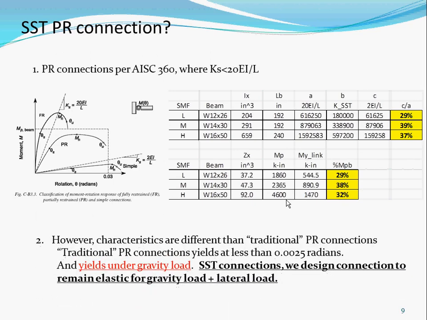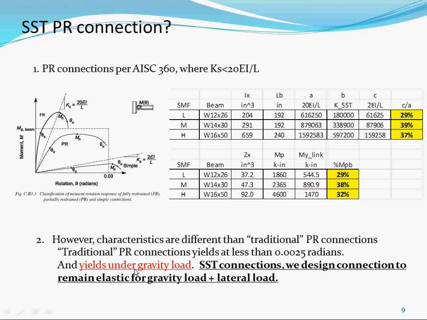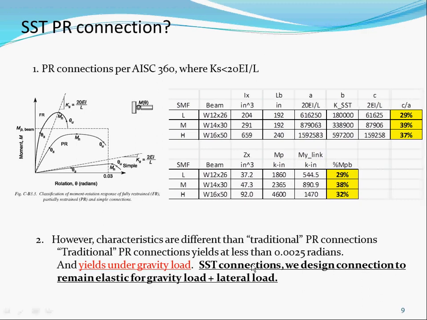So next one is, what you're trying to do is differentiate between the two. What I call traditional is the ones before; they typically yield under gravity load. Just yielding under gravity load, their connection is yielding already. When we design ours, we're trying to design it with all the connections and have our link not yield yet, because you'll see how it is.